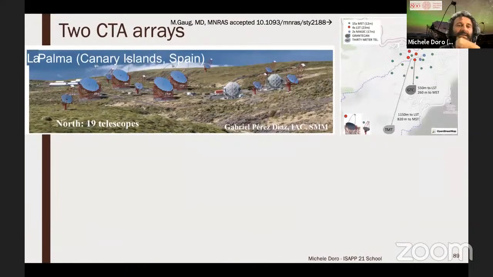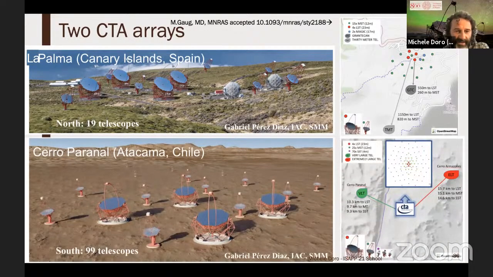The future of MAGIC, HESS, and Veritas will be CTA. I hope you have heard about it. It will be basically MAGIC, HESS, and Veritas multiplied by a factor of 10. That's the 2 MAGIC, that's a real picture. And that's the CTA telescope that will be built around MAGIC in the Canary Islands. 19 telescopes, so a little bit less. And another array will be done in the Southern Hemisphere.